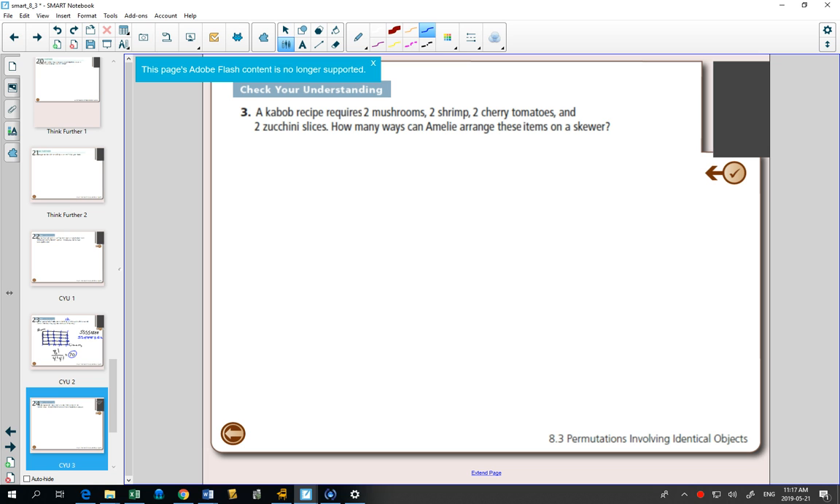Okay? And this recipe requires 2 mushrooms, 2 shrimp, 2 cherry tomatoes, and 2 zucchini slices. And Amelie wants to make sure that she rearranges them all differently on her skewers because she's having this outdoor barbecue party and she's inviting different friends.